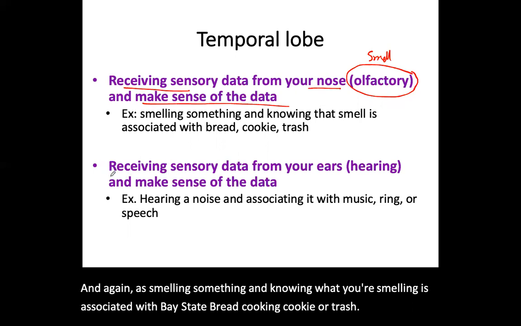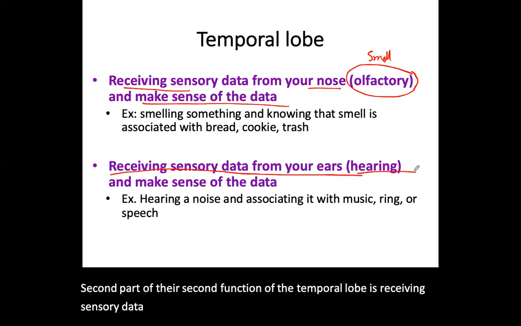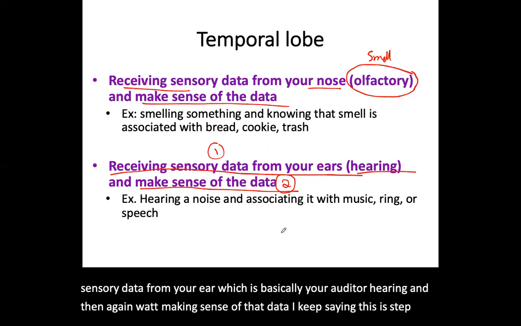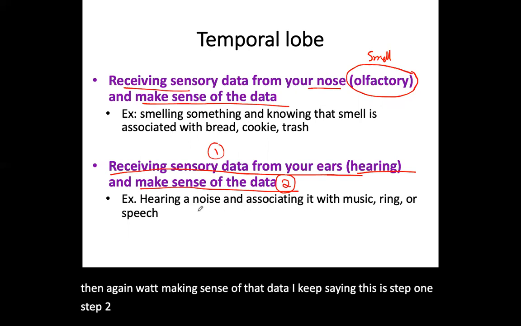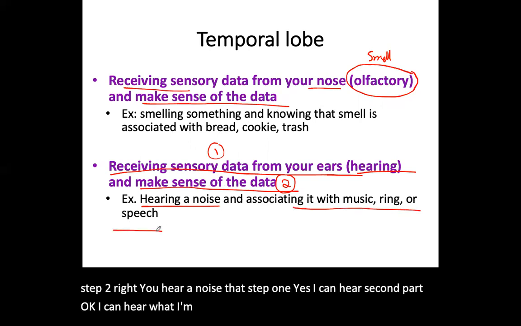The second function of the temporal lobe is receiving sensory data from your ear, which is basically your auditory sense or hearing, and then again, what? Making sense of that data. And keep saying this, this is step one, step two, right? You hear a noise, that's step one. Yes, I can hear. Second part, okay, I can tell that what I'm hearing is music versus somebody talking to me versus a phone ringing, etc.